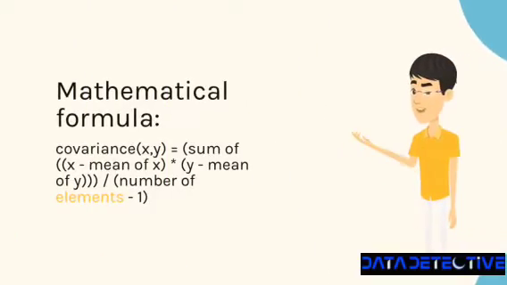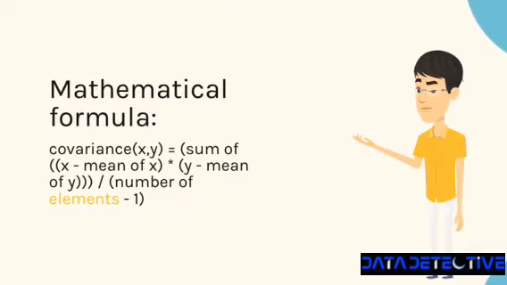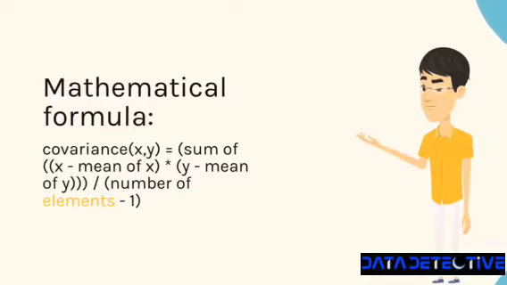Mathematical formula. Covariance of x, y equals the sum of (x minus mean of x) times (y minus mean of y), divided by the number of elements minus 1.